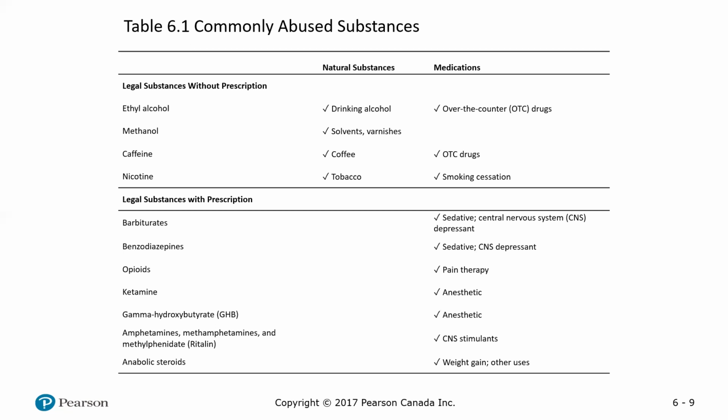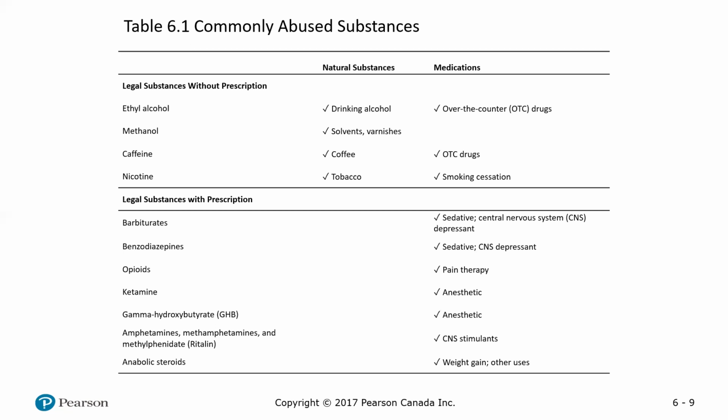Now, there are some drugs under substance abuse that are legal substances given by prescription. For CNS depressants, we use the sedatives, which are the barbiturates, and then the benzodiazepines. We need to give these to the patient as CNS depressants for sedation for many reasons, might be because of injury or pain, but they become commonly abused substances. Opioids like codeine, we have to give to the patient for pain therapy, but they get abused by the patient. Ketamine is an anesthetic. Gamma hydroxybutyrate is an anesthetic.